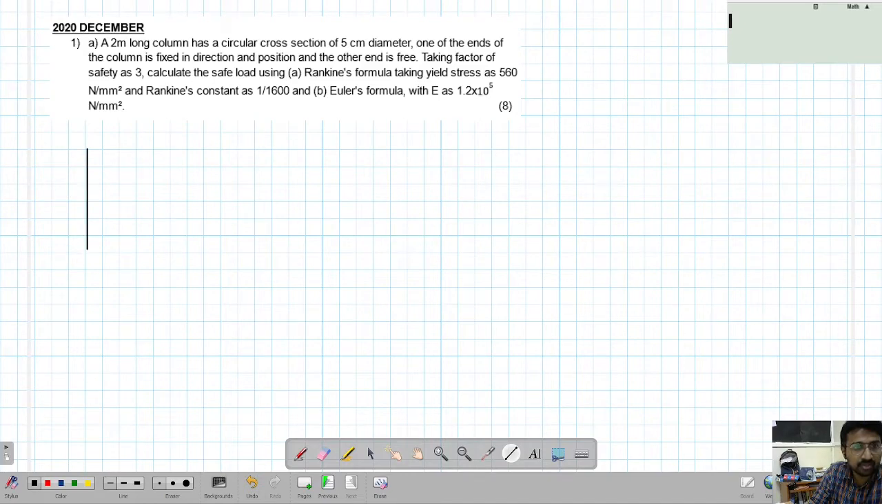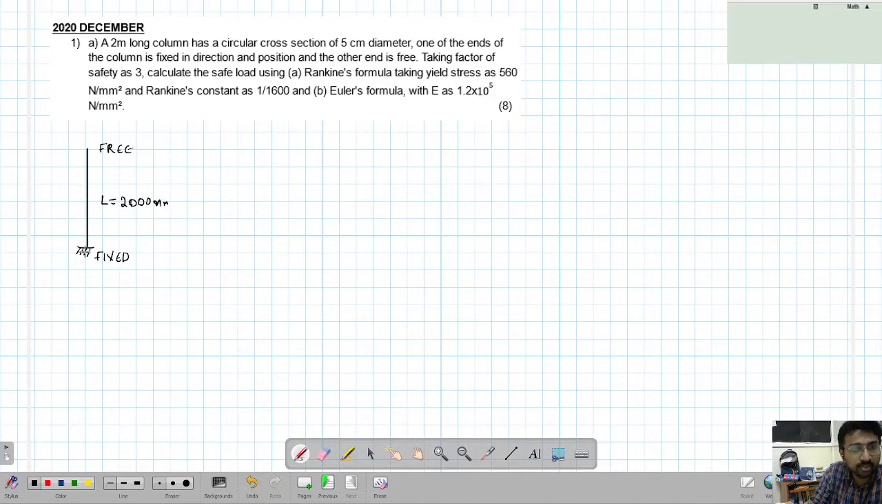So first we will draw the column with boundary condition. Here we have a column which is fixed in direction and position, and the other side is free. So one end is fixed, the other end is free. The length of the column is given as 2 meters or 2000 mm.